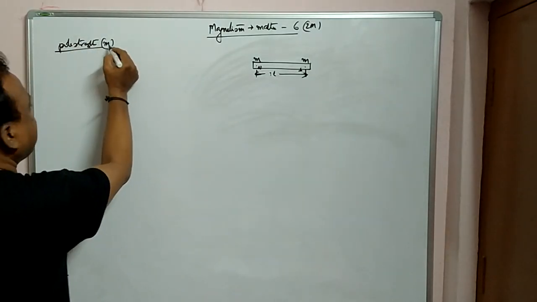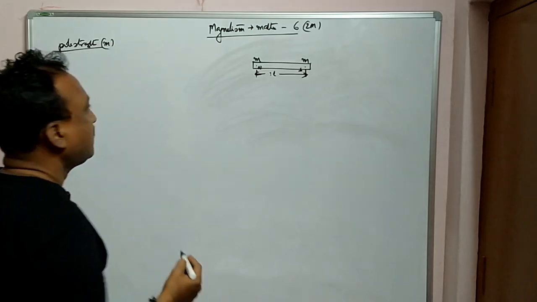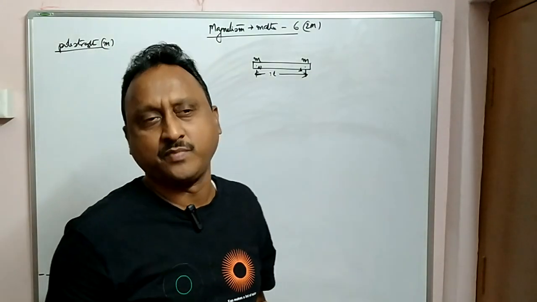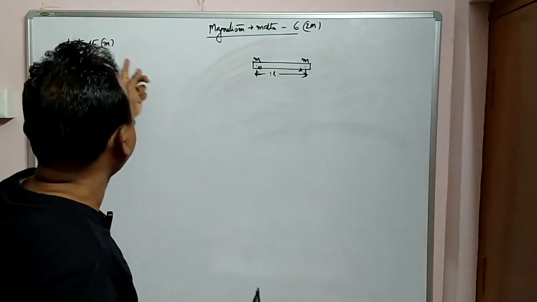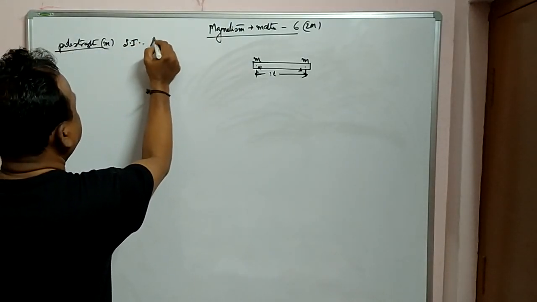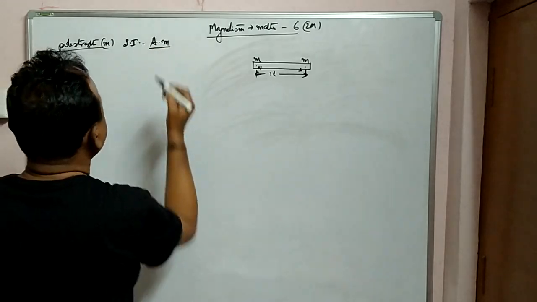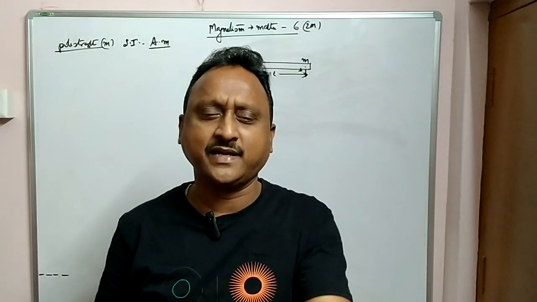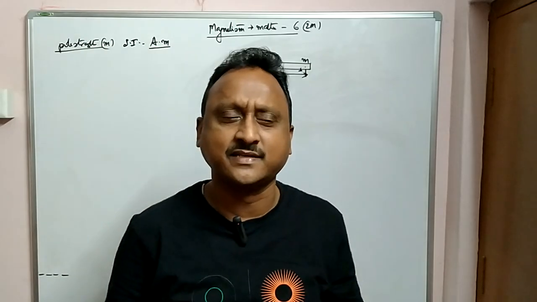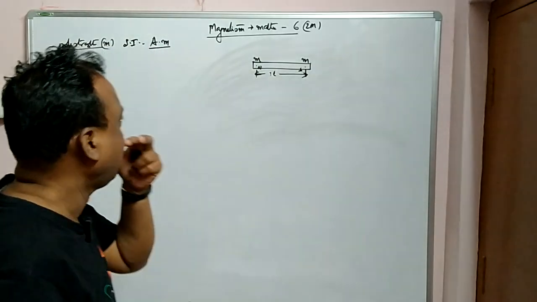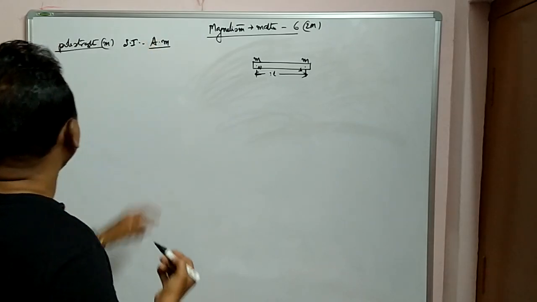So what is this pole strength? This is indicated with the letter m. Pole strength means the force with which it attracts or repels magnetic particles. The SI unit of pole strength is generally ampere into meter. When you put the magnet before any magnetic materials, it will attract or it may repel depending upon the polarity. So the SI unit is ampere meter.